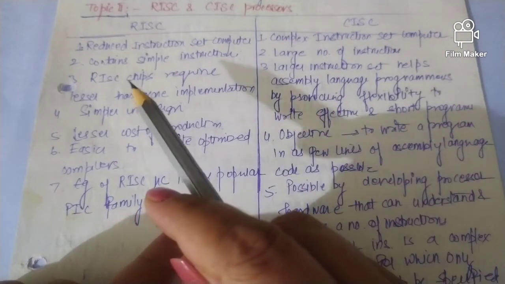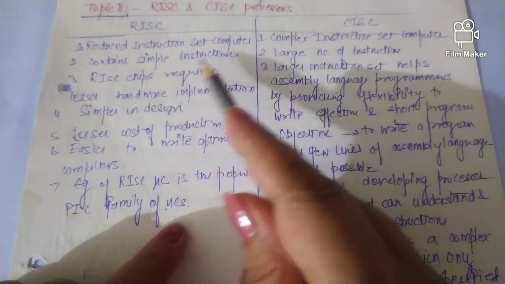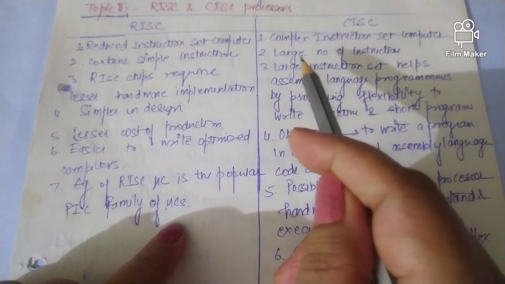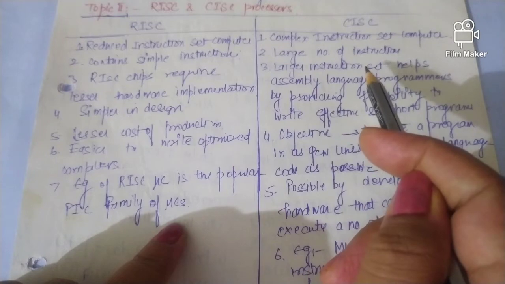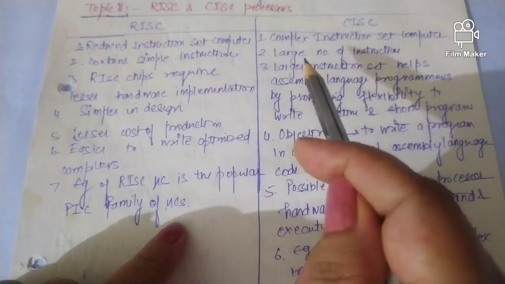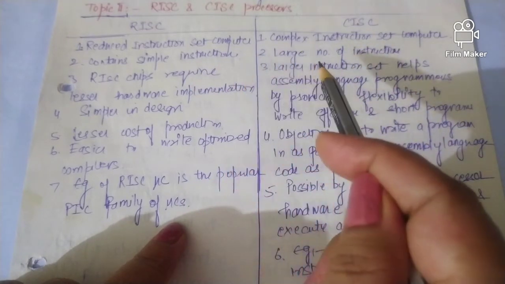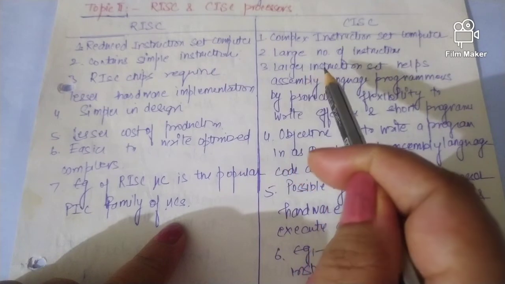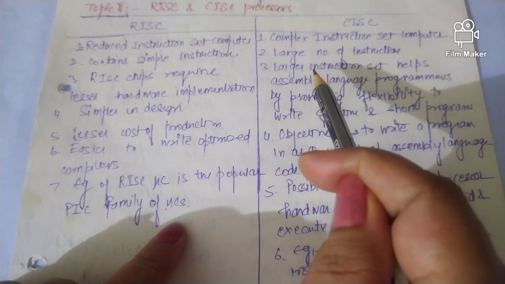Now as the name indicates, your RISC will contain simpler instructions, whereas your CISC will have a large number of instructions. So that is the first point of difference between RISC and CISC processors. That is, RISC contains simple instructions, whereas in CISC, the instructions are complex as well as large in number.